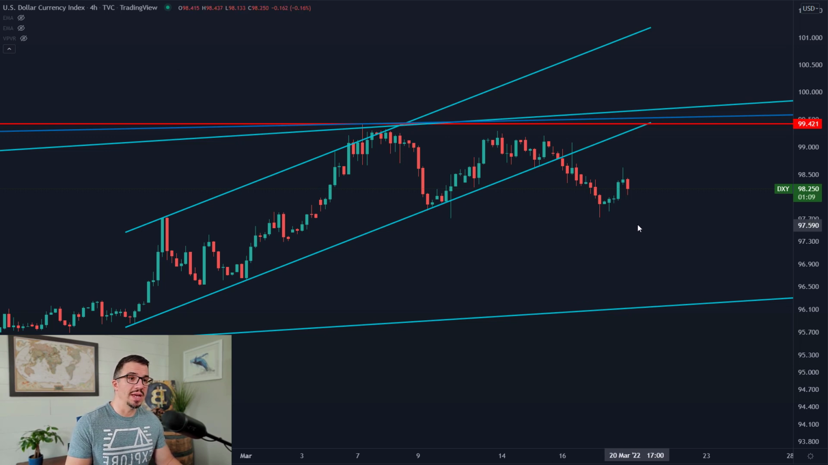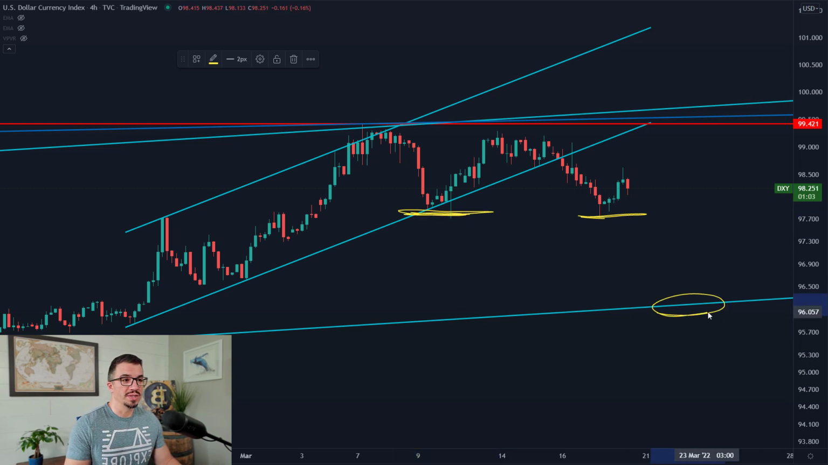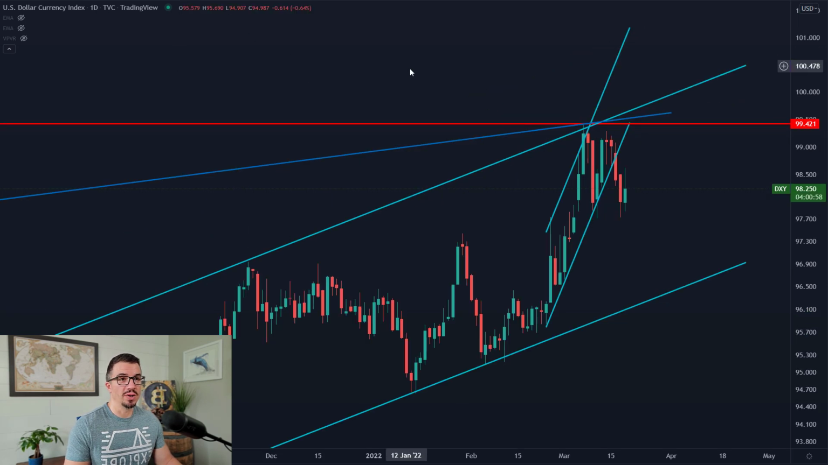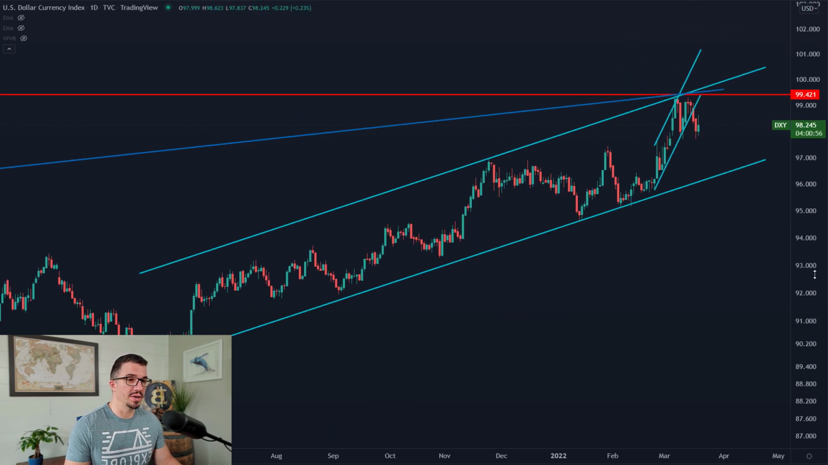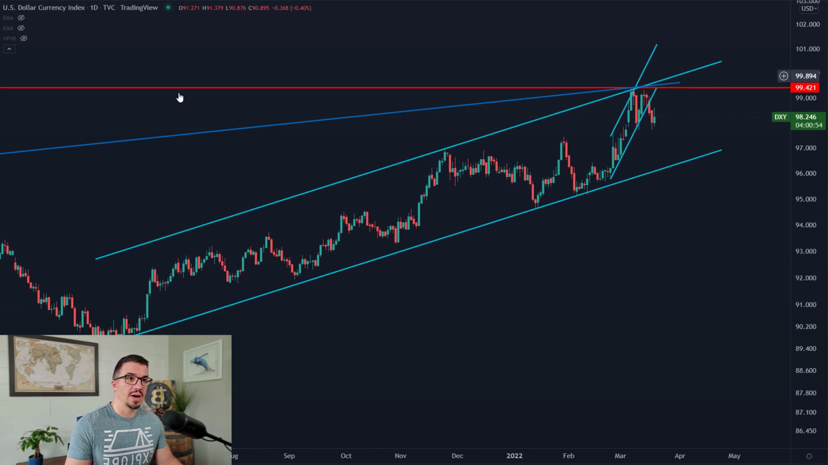So for next week, if the DXY can get below this area right around 97.70 or so, then I do think we are going to see a move down here toward the 96 area, which is the bottom of that larger channel, okay, that extends from May of last year. So basically right now, looking for a move below 97.70 to open up this area around 96.